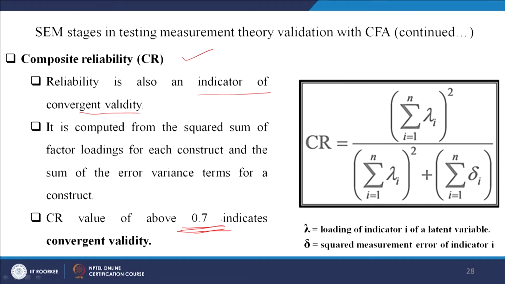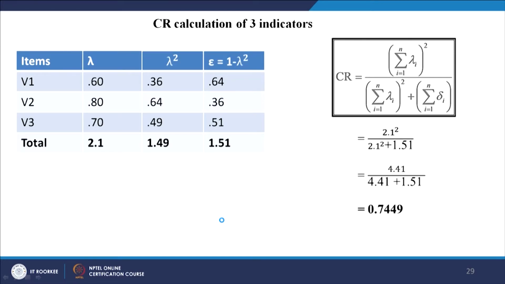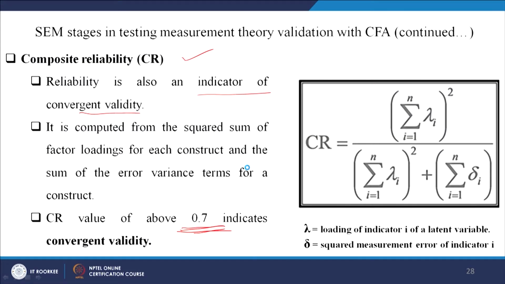Now, let us see what is happening here. With 0.6, the same thing we have taken, it is 2.1 squared divided by 2.1 squared plus 1.51. If you can see, the only difference here is that there we were not squaring this part. Let us go back and check. So, the next thing is the composite reliability. As you can see, this is also an indicator of convergent validity, and how is it measured?